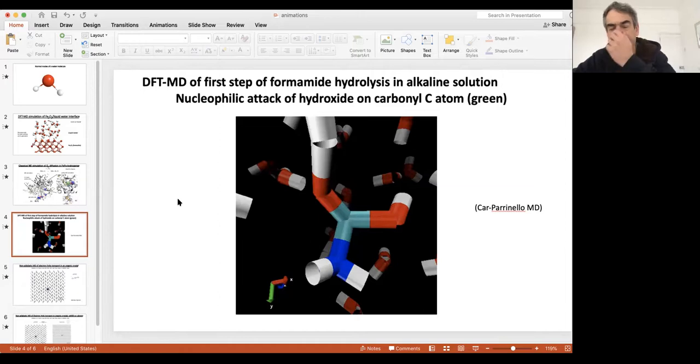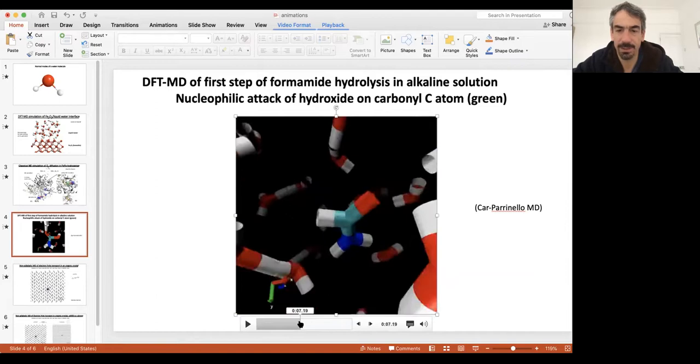This is actually a simulation that I did when I was a postdoc a long time ago. Strictly speaking, it's not a Born-Oppenheimer MD simulation, but something called Car-Parrinello MD. I'm not going into the details of this method anymore, because these days everyone is doing Born-Oppenheimer MD, but it's very, very close to Born-Oppenheimer MD. And the reaction that I show here is a chemical reaction, and I should actually start somewhere in the middle.